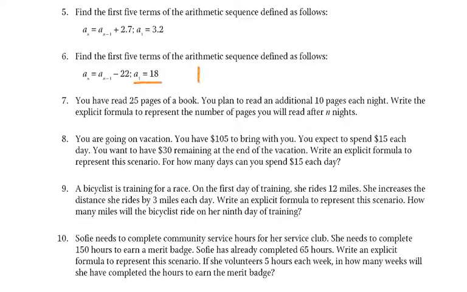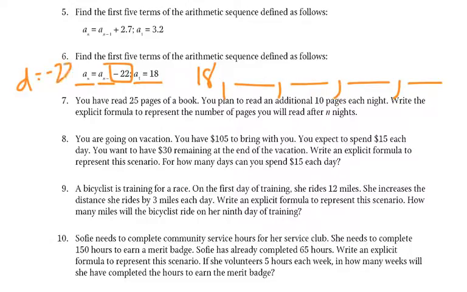So a sub 1 equals 18, that's where we start. We want to get the rest of the 5 terms. To get the next term, we take the previous and we subtract by 22. So that's the common difference there is negative 22. So 18 minus 22 would give us negative 4, minus 22, negative 26, minus 22, negative 48, minus 22 would be negative 70. Okay, and that's all we have to do for those ones.